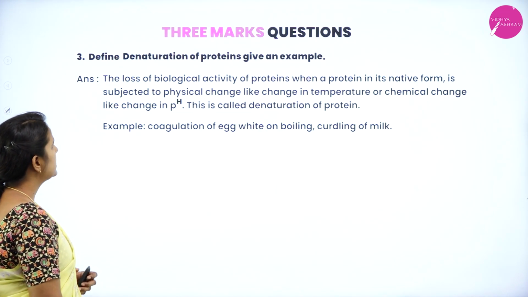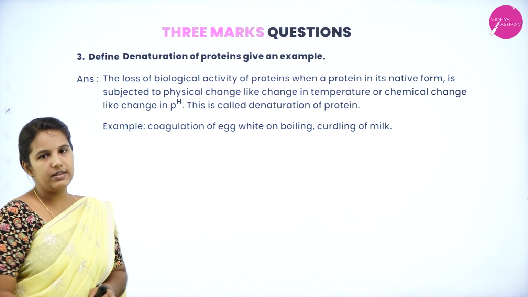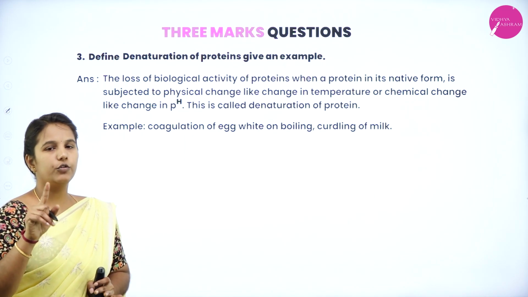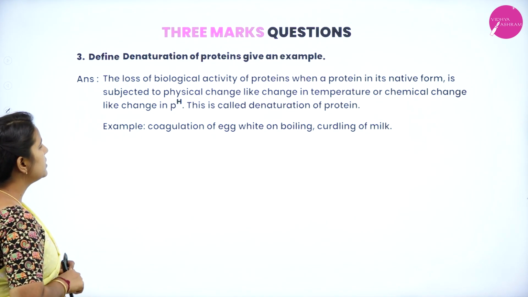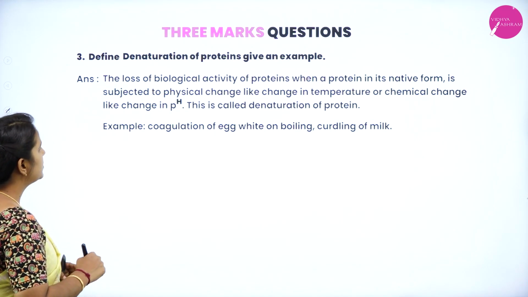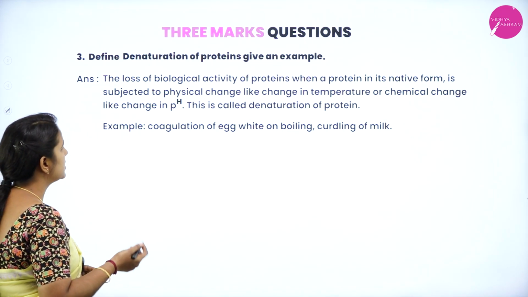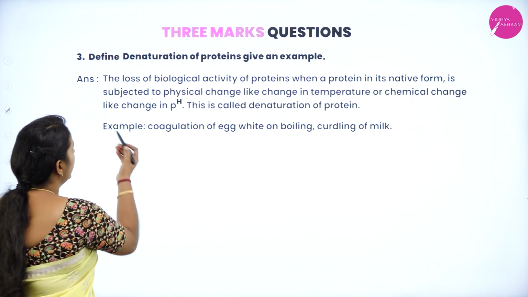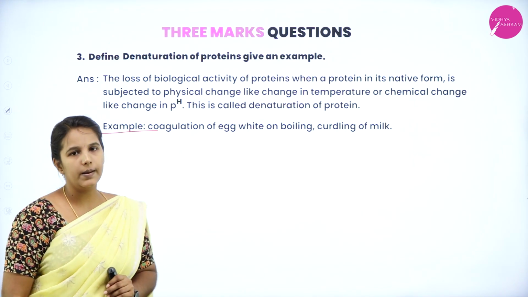Next question: define the denaturation of a protein. Give an example. Denaturation of the protein is very important. Remember, for writing the definition with 1 example, you'll get 3 marks. The loss of biological activity of the protein, when a protein in its native form is subjected to physical change like a change in temperature, or chemical change such as a change in pH, is said to be denaturation of the protein. A best example is coagulation of the egg white on boiling or curding of the milk.